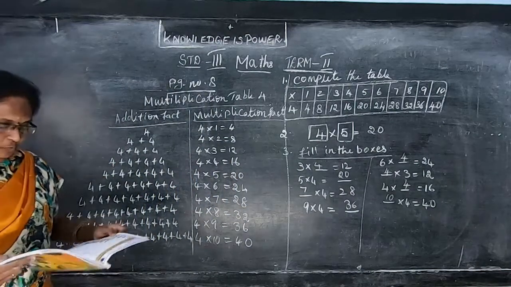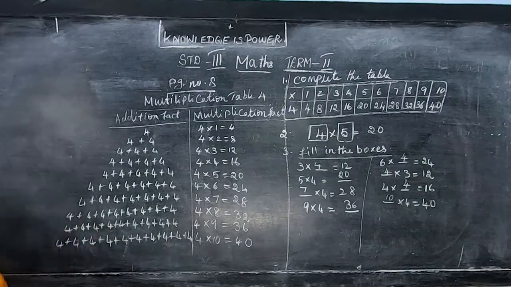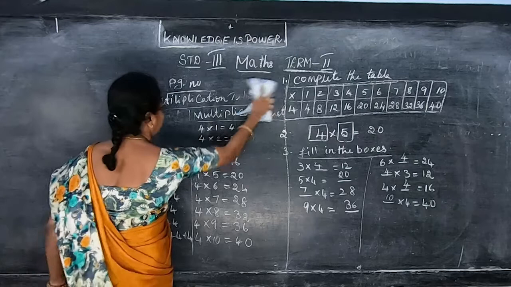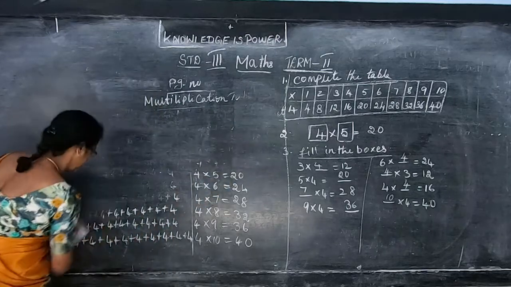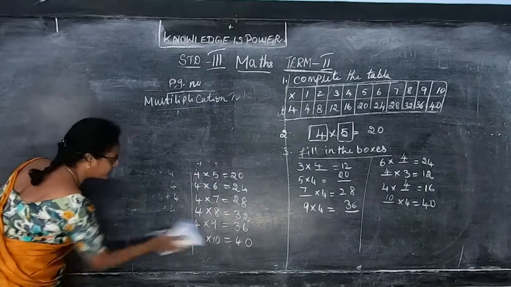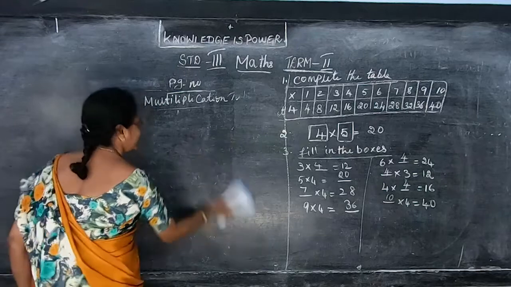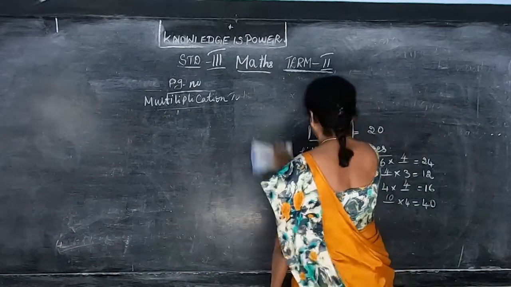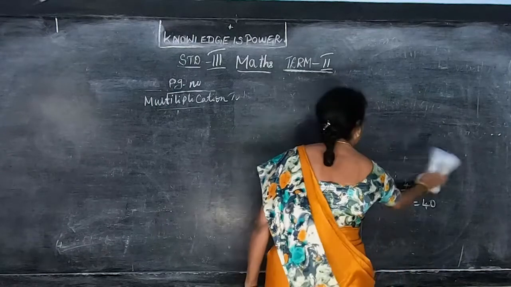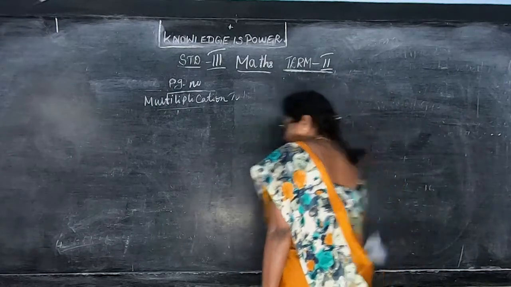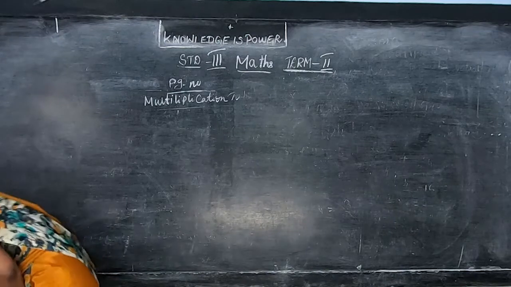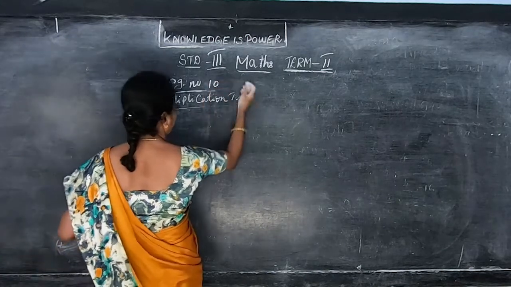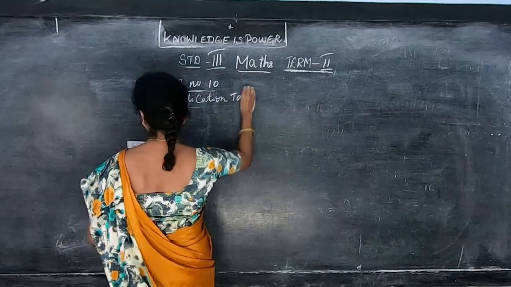Now we will move on to the 5 tables. That is very easy. So 5 tables also, the repeated addition fact and the multiplication fact. So 5 also will be coming like this only. So you can learn that one in the page number 5 tables. So 5 1s are 5. I'll write the tables. 5 1s are 5. Multiplication page number 10. Multiplication table 5.